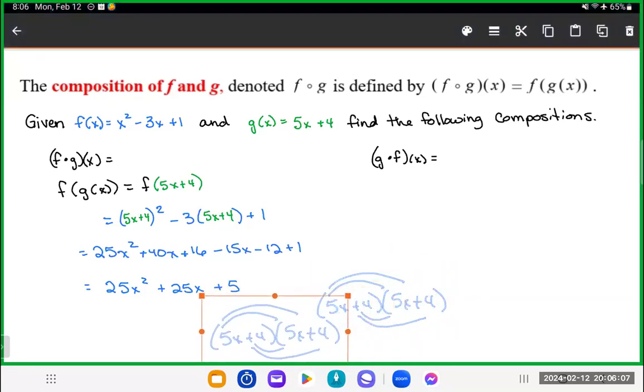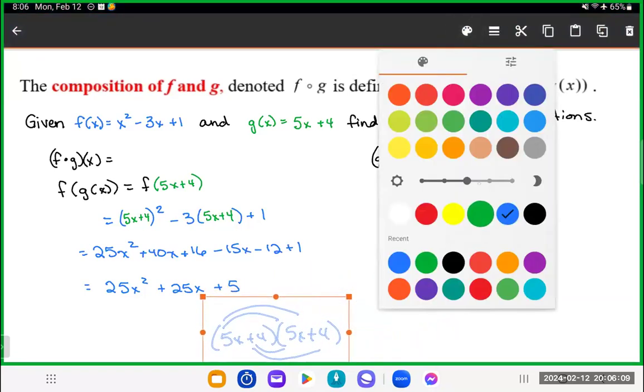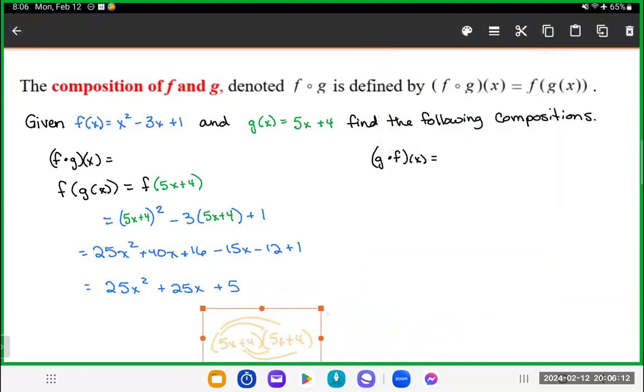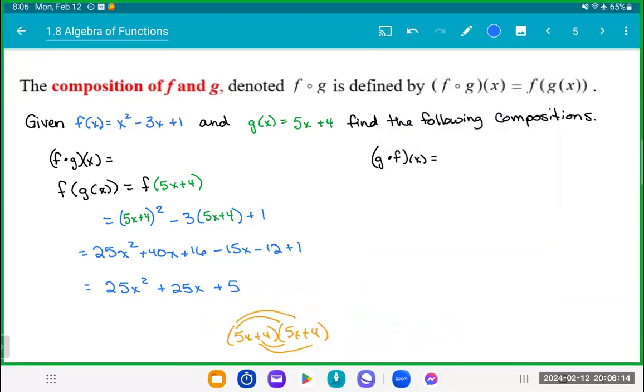Let's just slide this over here. We'll make it in a different color. Make it a little bit smaller. Okay.